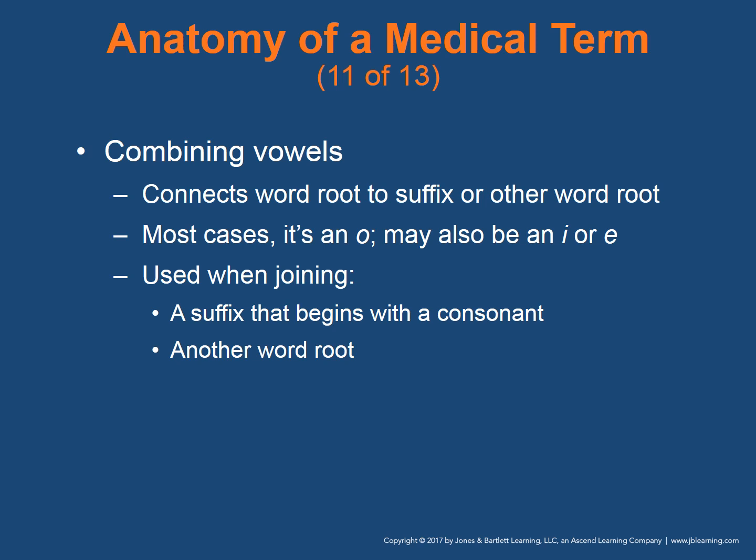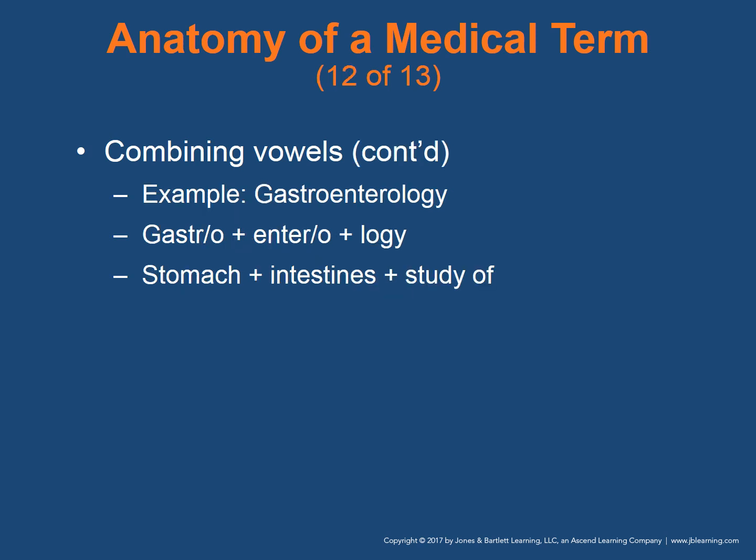So combining vowels, this is what we're kind of talking about, connecting word roots, suffixes, and other word roots together. In most cases an O may also be an I or an E, used when joining a suffix that begins with a consonant, another word or root. So some examples here. When we talk about gastroenterology, right? Gastro meaning stomach, entero meaning intestines, and ology, study of. So when you break that down into its separate parts, you get an idea of what they're talking about.